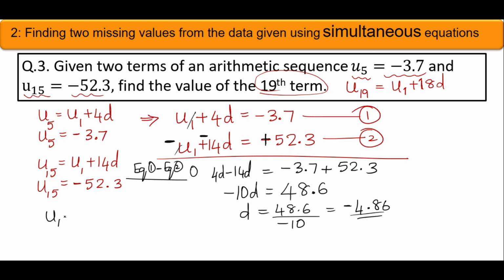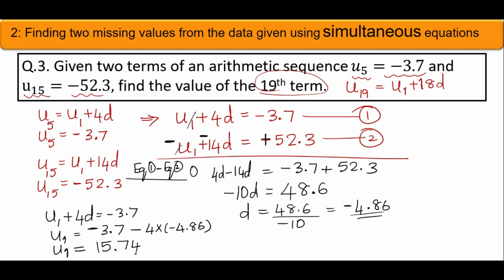Now when I get the answer for one of the variables, I have to put it back into the equation. So U1 plus 4D is -3.7. So U1 here is going to be negative 3.7 minus 4 times D. Now my D is negative 4.86. And my answer for U1 is equal to 15.74.